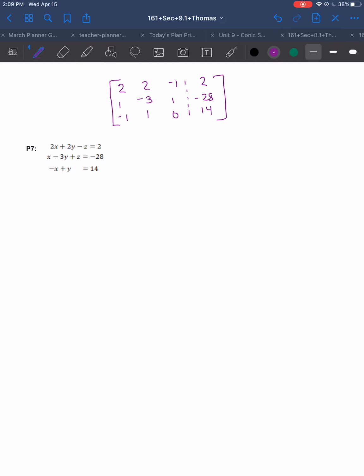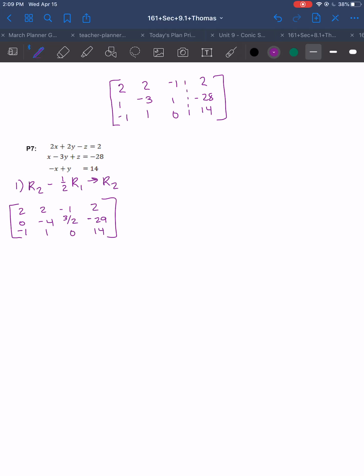So, we're going to get this thing right there to be a 0. So our first step is to take R2 minus 1/2 of R1 and put it in R2. So I'm going to have 2, 2, -1, 2, 0, -4, 3/2, and -29. And then -1, 1, 0, and 14.